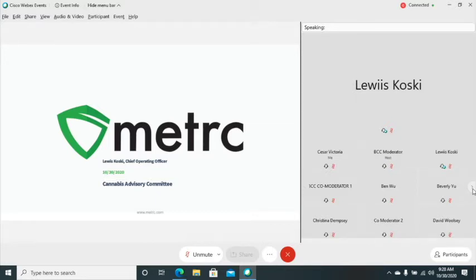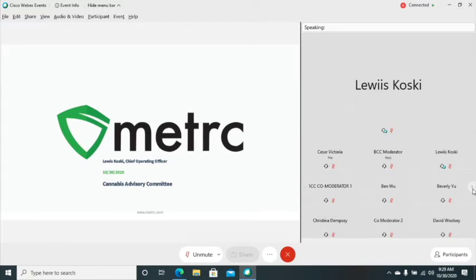Since our go live date and the initial onboarding of state licensees into the Metrc track and trace system, all licensing authorities and Metrc have been working to ensure that the system meets the needs of a wide variety of stakeholders. In the past year, Metrc has been pursuing a variety of system enhancements specifically targeted to improve system stability, responsiveness, and performance, in addition to regular defect fixes and quality of life improvements for users of both the Metrc web application and the application programming interface, also known as the API.